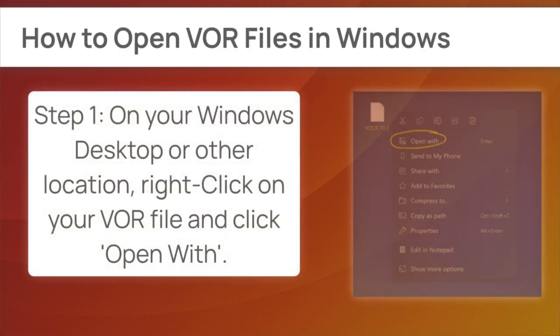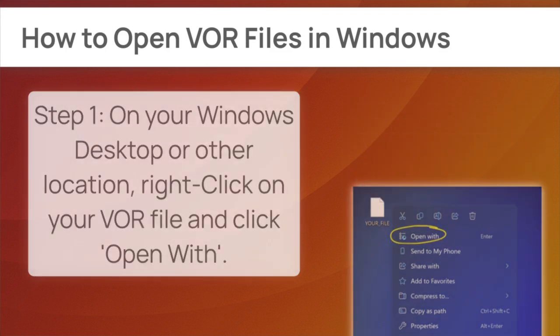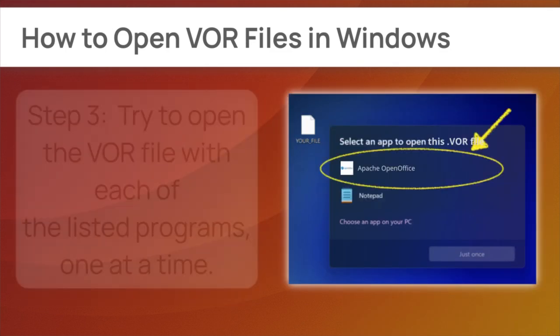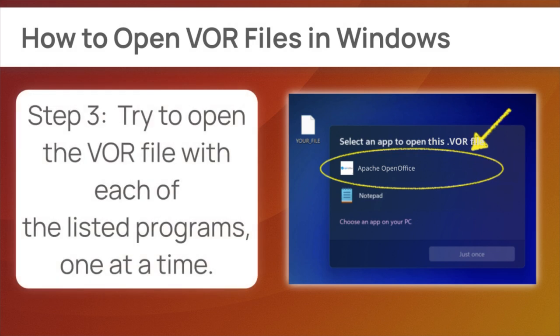Begin the search for the correct application handler. Right-click the VOR file and choose Open With. Use Apache OpenOffice first. If it's absent, select another program. This test sequence is necessary for all stubborn file errors.